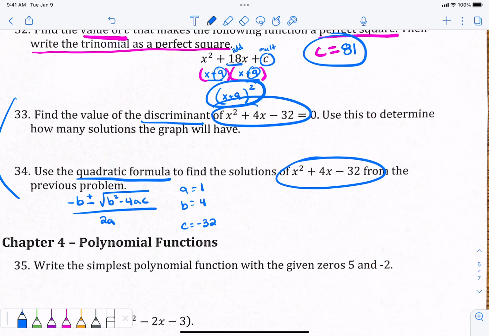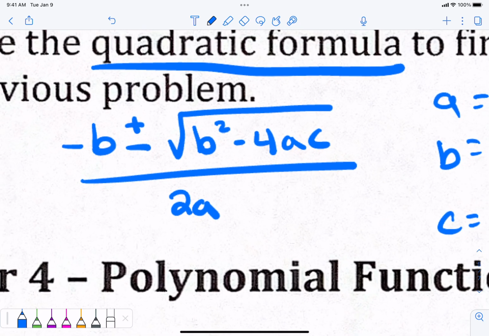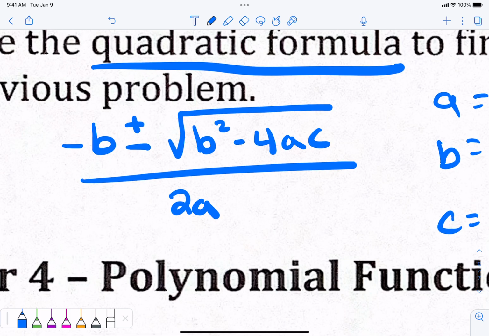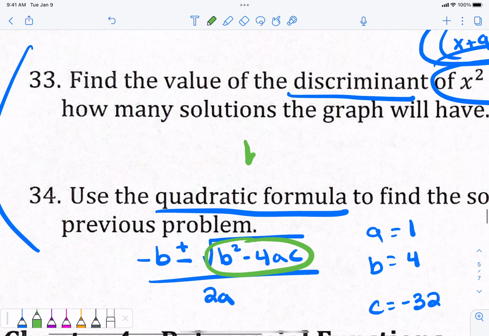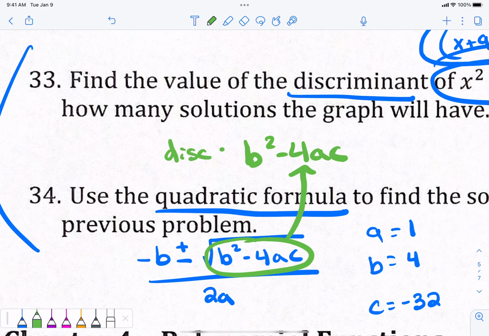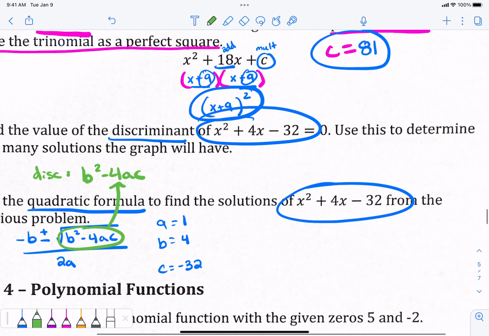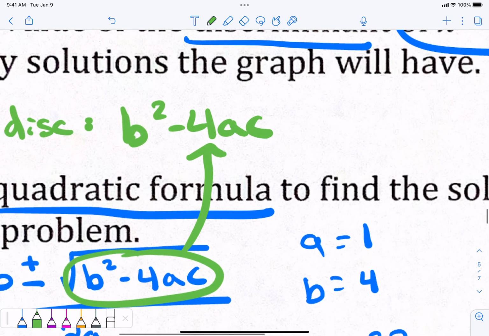Now, let's go back up into 33 first, because this is going to help us. In the quadratic formula, you have the discriminant. What part is the discriminant part? The stuff underneath the square root, the b squared minus 4ac part. So b squared minus 4ac, that's what we want to calculate. That's the discriminant. Depending on what that number is, it will tell us some things about our function.